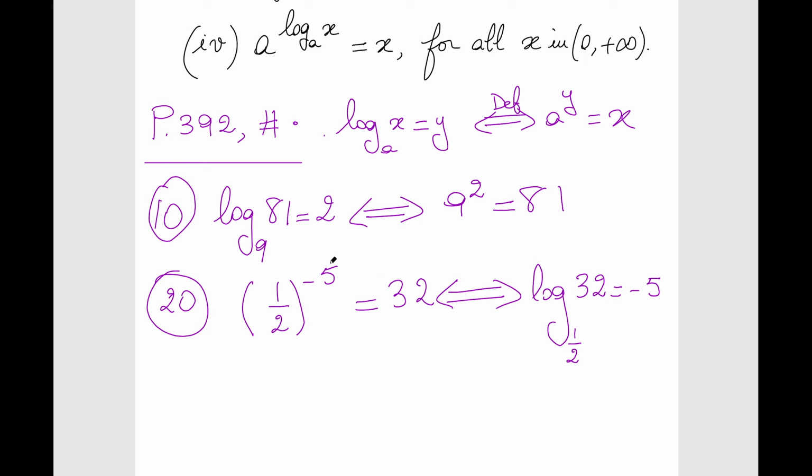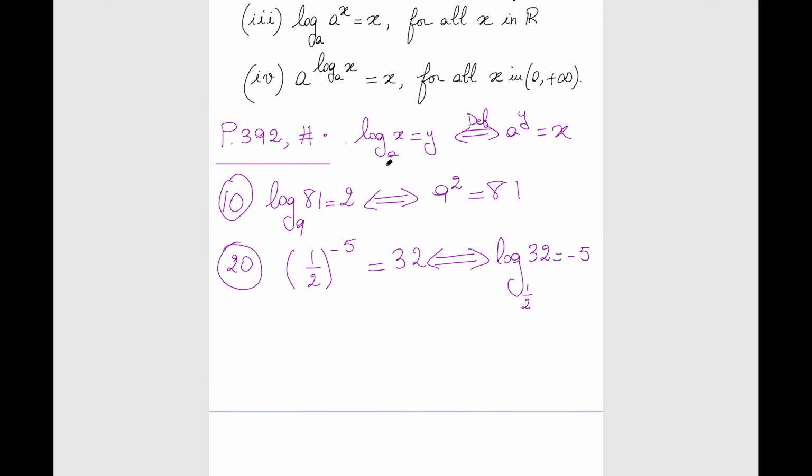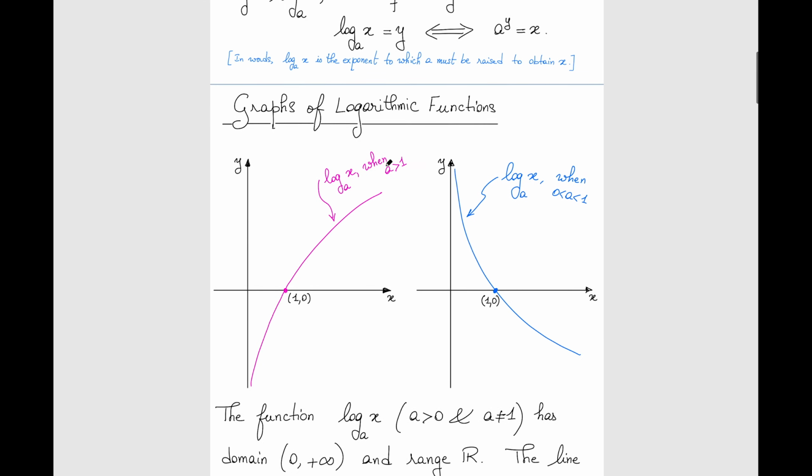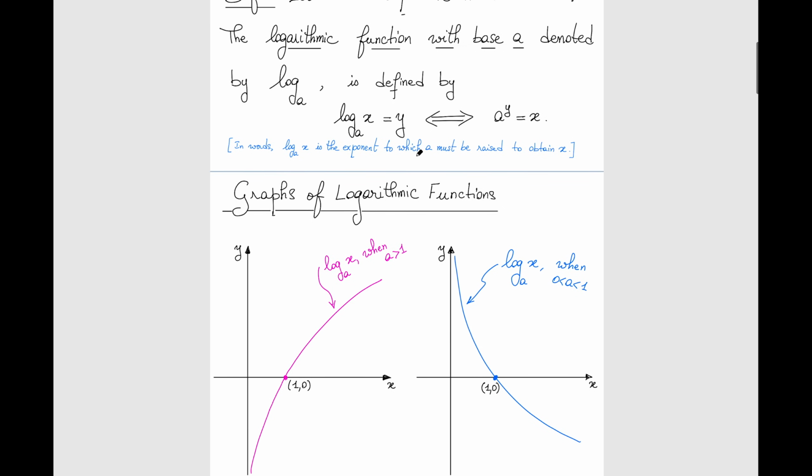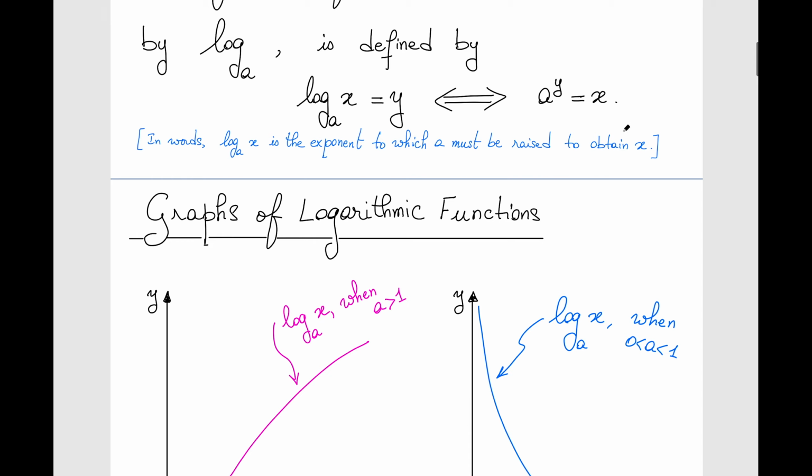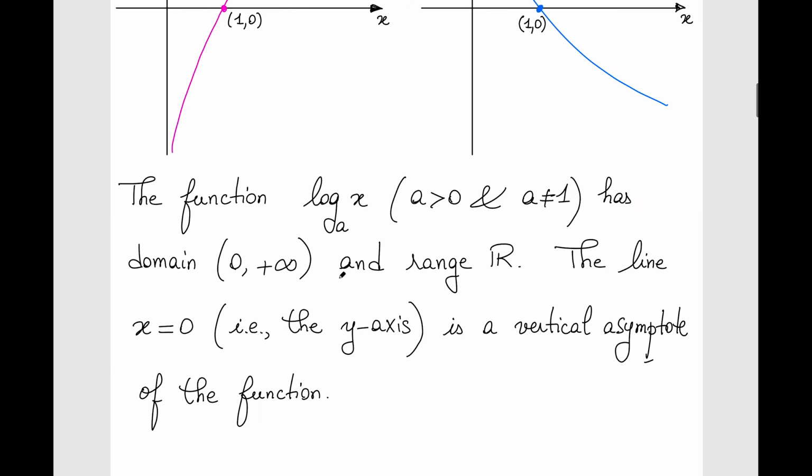Correct? So remember what this is, log base a of x. We verbalized this definition, right? We verbalized it in blue here. Log base a of x is the exponent to which you should raise the base to get the argument, right?